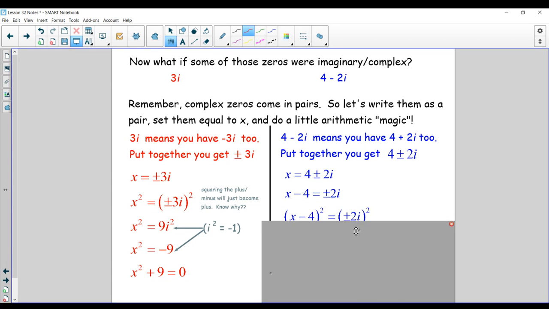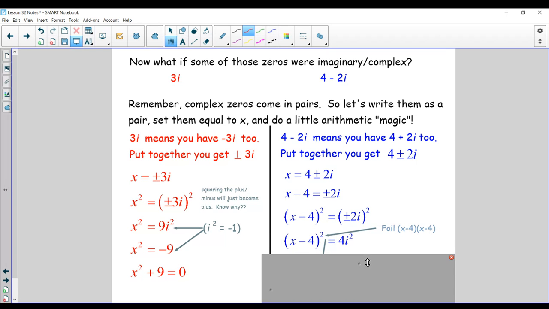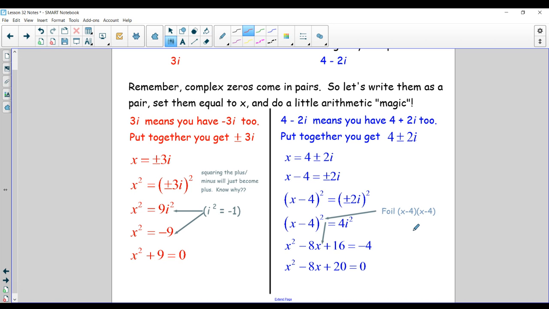Then I'm going to square both sides. Okay, and again, this right-hand side will then become 4i squared. This would be x minus 4 times x minus 4, so you have to FOIL that. So x minus 4 times x minus 4 would be x squared minus 8x plus 16. 4i squared is negative 1, so that'll become negative 4. Add the 4 to the other side, and you have your factor.